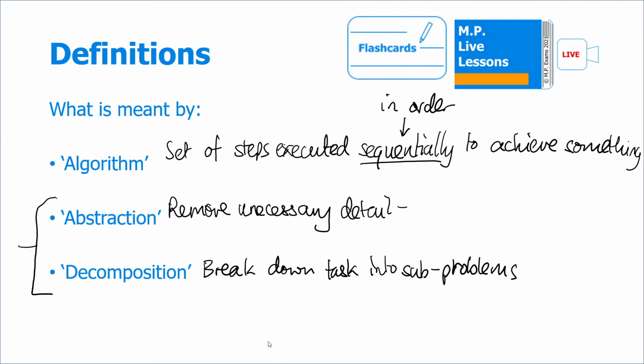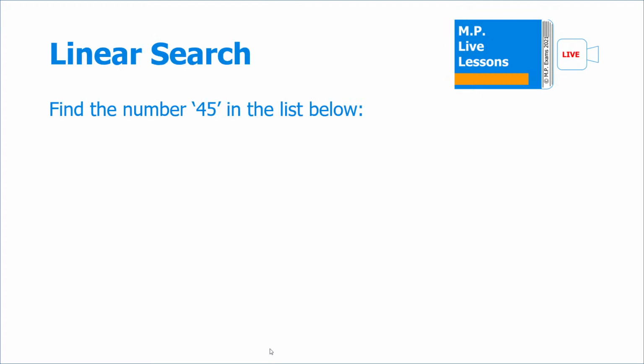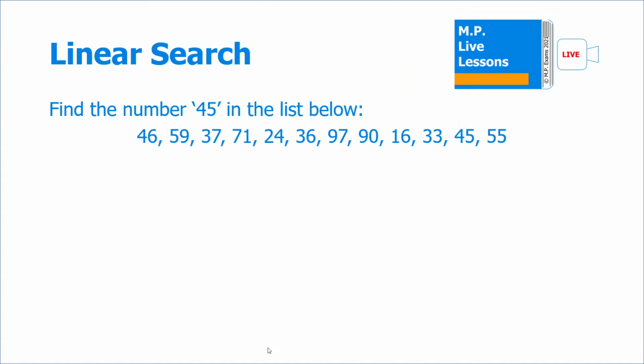And the first type of algorithm we need to look at is the searching algorithm, where we try and search for something in a list, which in this case, we'll use a number. Now I want you to find the number 45 in the list below. Pause the video if you like. Now how did you find it?